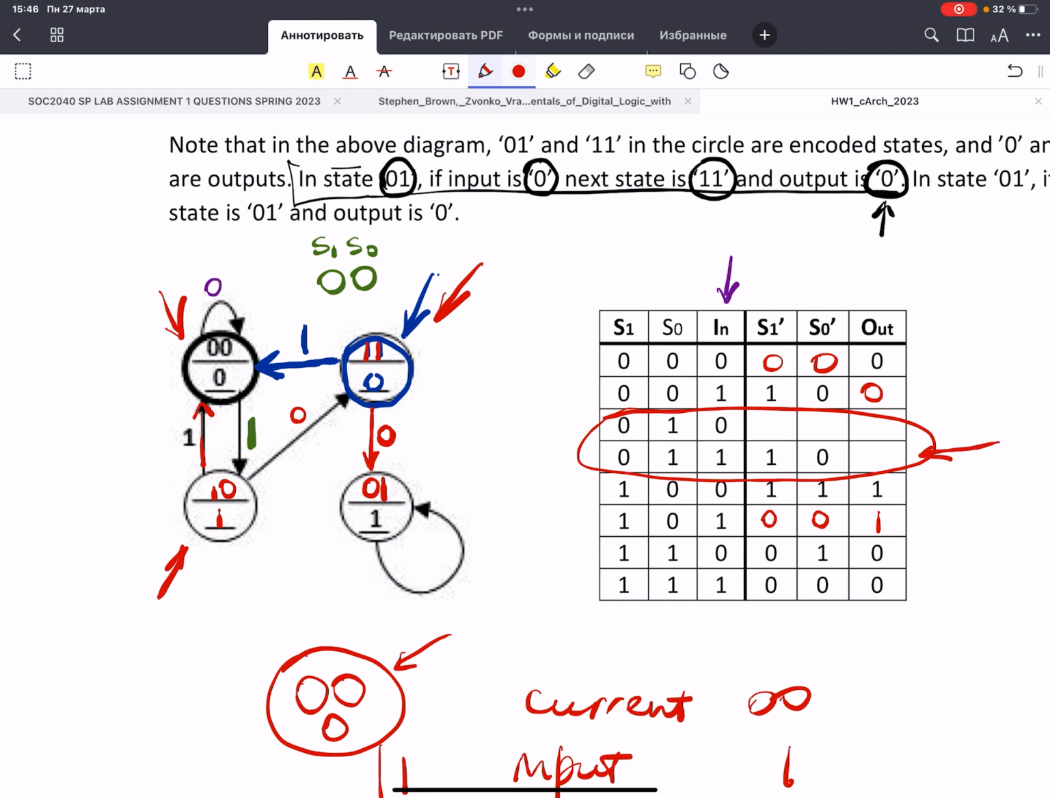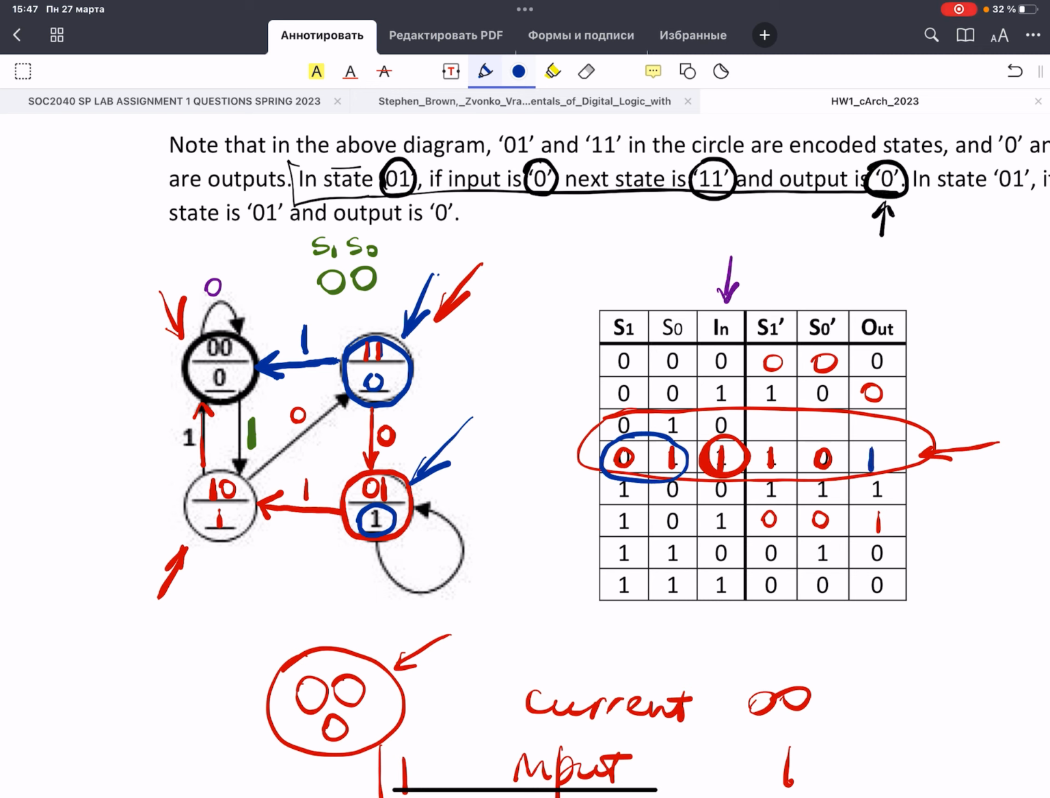It says that if input 1 is given to the state 0 1, the next state is going to be 1 0. So I'm drawing this one, right? If the current state is 0 1, the next state is 1 0, and the input was 1, so I'm writing 1 here. And the output, as I'm repeating 100 times, is always below the current state. The current state is 0 1, and below 0 1 there's 1. So if input 1 is given to this state, the output is 1.